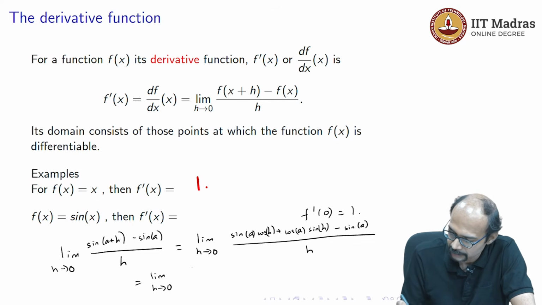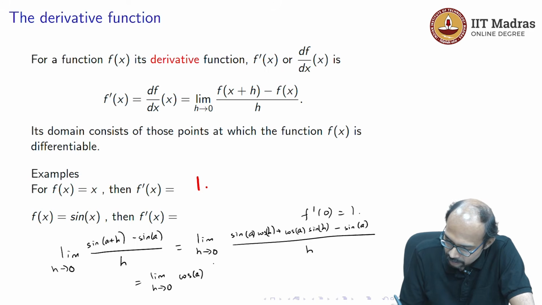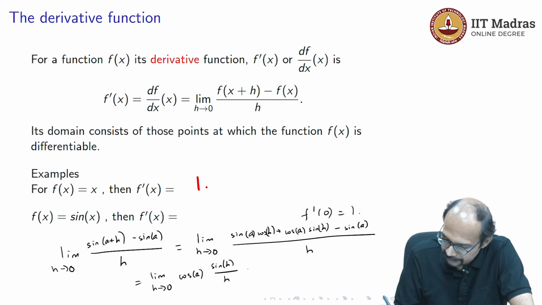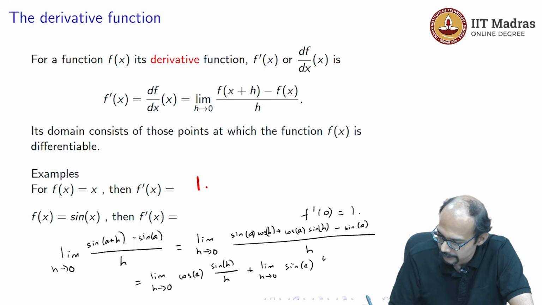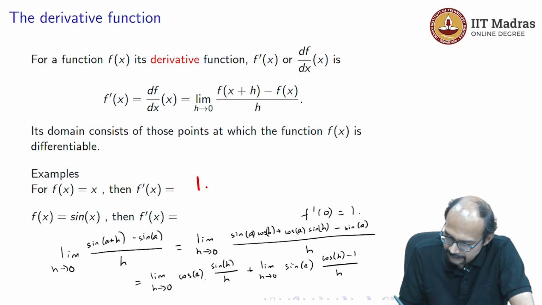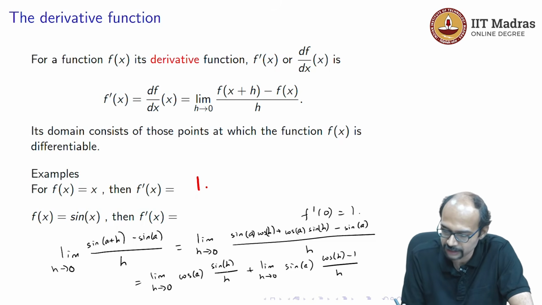Okay, so what is this? We will break this into two parts. You have cosine of a times sin of h by h, a familiar quantity, plus the limit as h tends to 0, where sin of a is common, and then you have cosine of h minus 1 by h, another fairly familiar quantity. The first limit: cosine a is constant because the limit is over h, and the limit of sin h by h as h tends to 0 is 1, that gives you cosine of a.